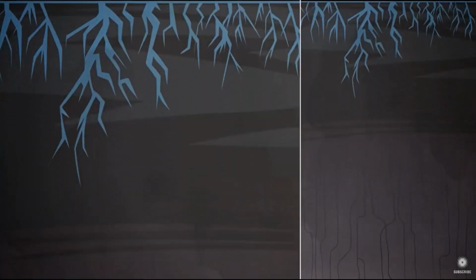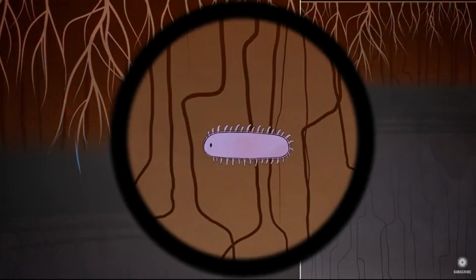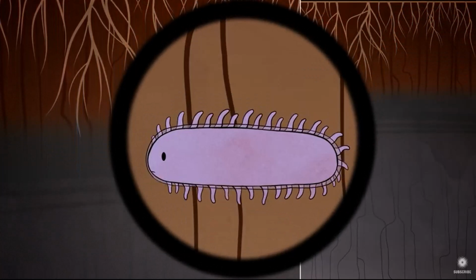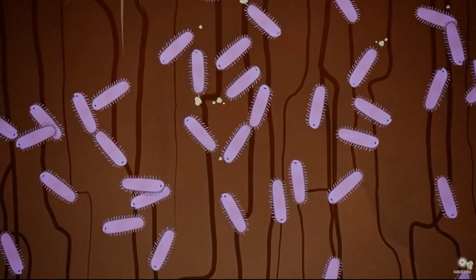So what if that starts to change? When permafrost thaws, the bacteria inside spring to life. They start eating the dead plants. And as they eat, they release greenhouse gases like carbon dioxide and methane that trap heat in the atmosphere.